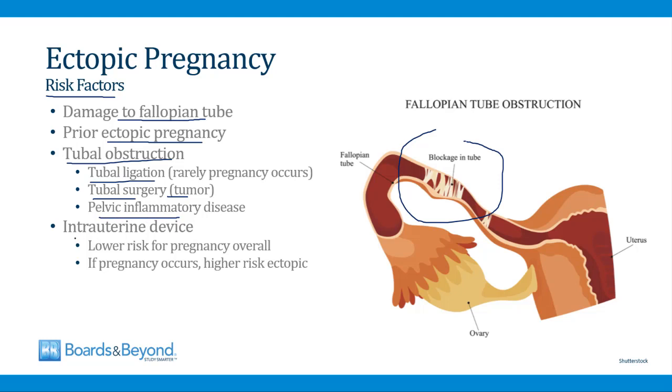Also, women who use intrauterine devices for birth control have a very low risk of pregnancy overall because of the IUD. But if pregnancy does occur, there's a very high risk that it will be ectopic. IUDs are very effective at preventing intrauterine pregnancies, but when a pregnancy does happen, it can occur in the fallopian tubes as an ectopic pregnancy.